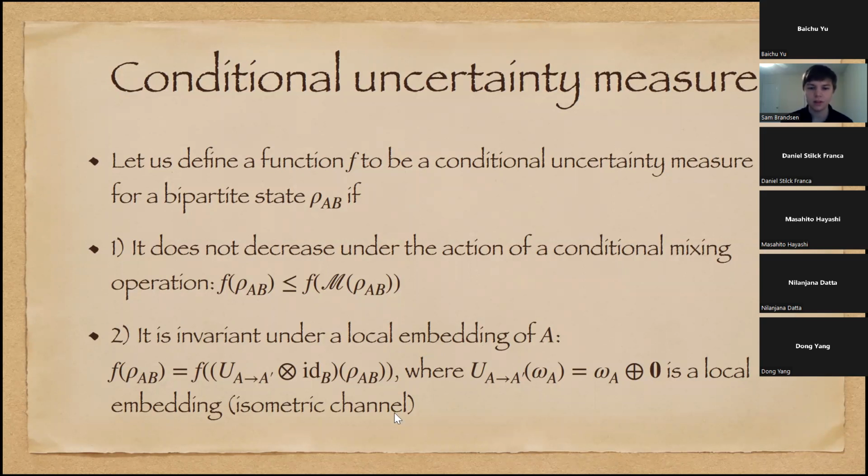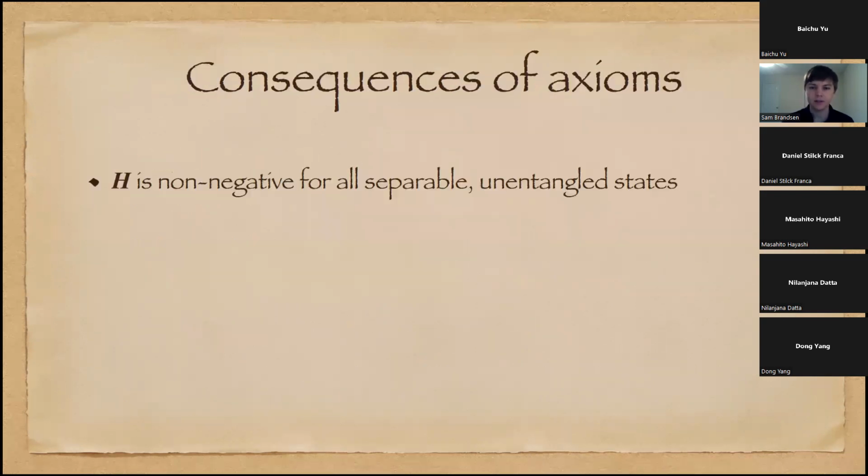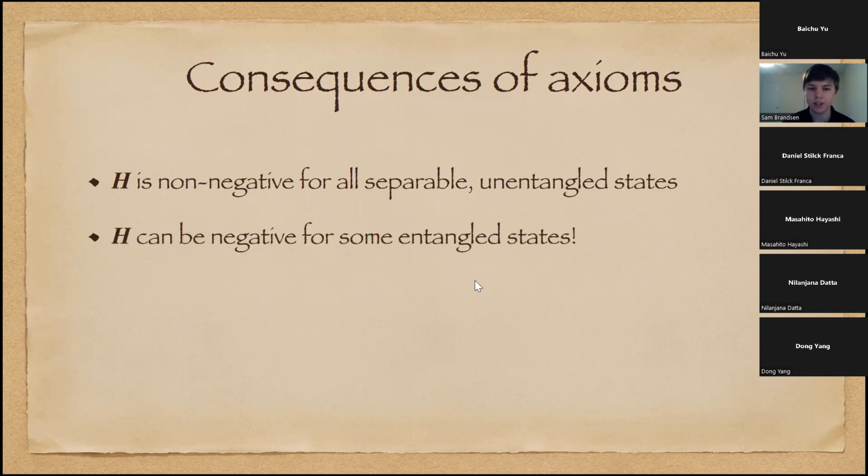So UA corresponds to an isometry. And the consequences of these axioms is, first of all, that H is going to be non-negative for all separable unentangled states. But our key result is that H can be negative for some entangled states. And this has operational applications to, for example, the quantum merging protocol.